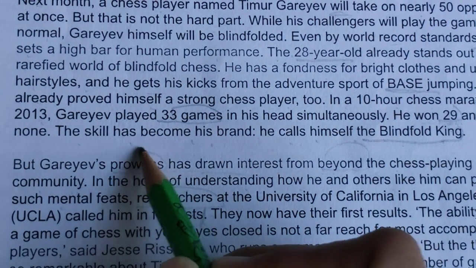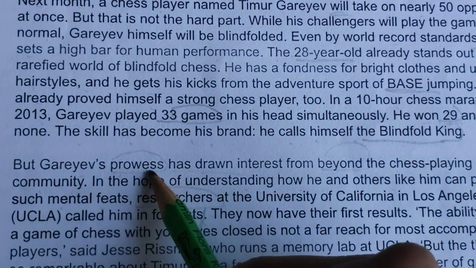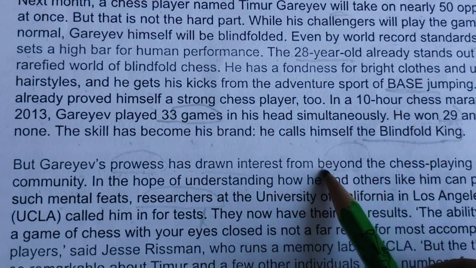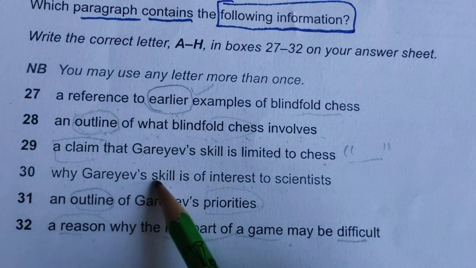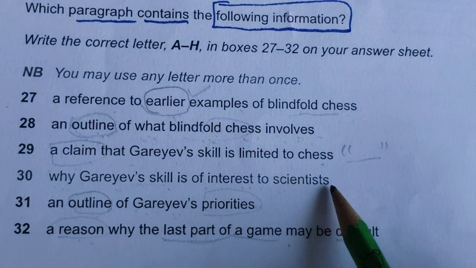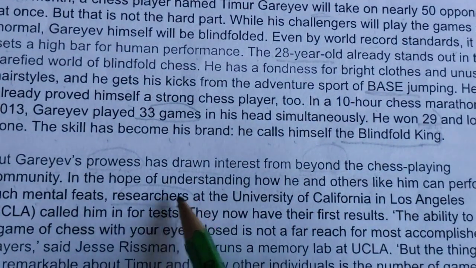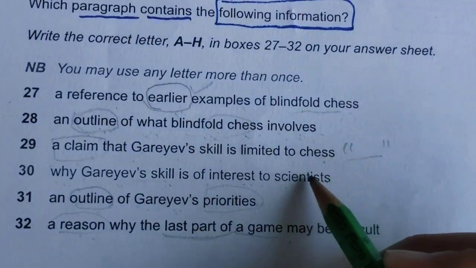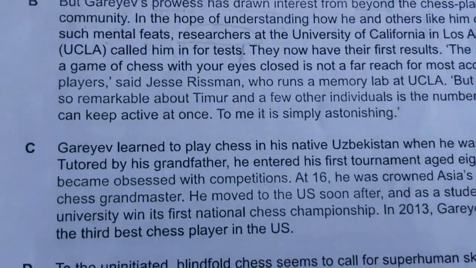So what is prowess? Prowess here means experience, expertness. This person's expertness has drawn interest from beyond, meaning outside this chess playing world. So let's look at the options. Outline. Okay, claim. Why is it of interest? Yeah, why Gareyev's skill is of interest to scientists. So they have explained it in the B paragraph. His expertise has drawn interest, and they have given the name of researchers at this university. So I'm just keeping it for B. Okay, now let's read the C paragraph.